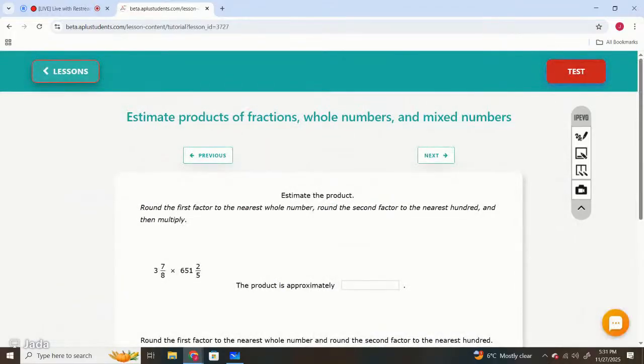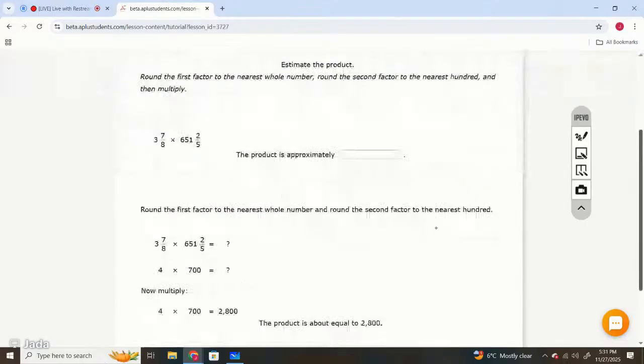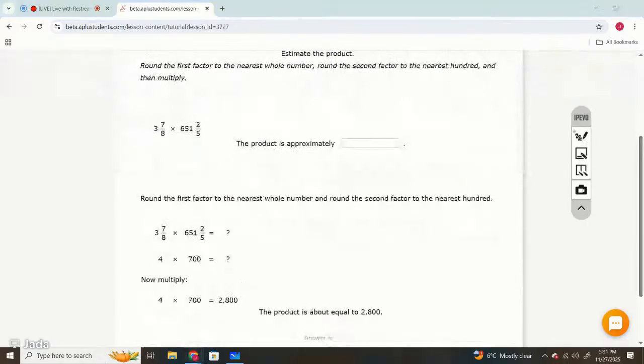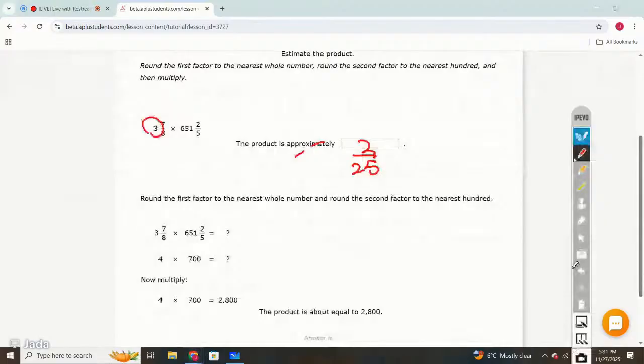Round the first factor to the nearest whole number, round the second factor to the nearest 100, and then multiply. So the first factor you need to round. The whole number is 3 and the fractional part is 7 over 8. Look at the fractional part. The fractional part is more than half. 7 over 8 means almost a complete figure, right? So you need to round up, it would be rounded to 4.